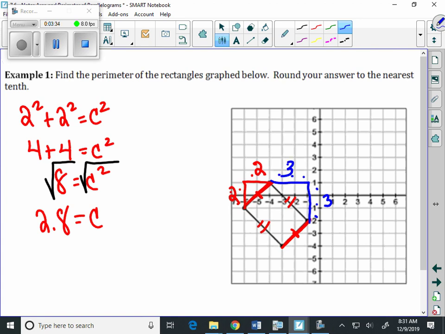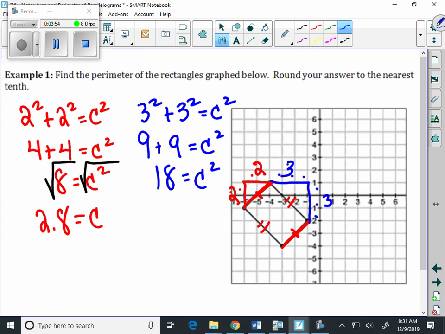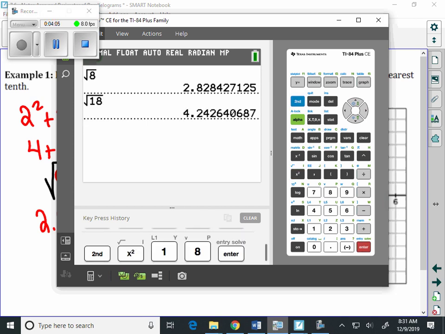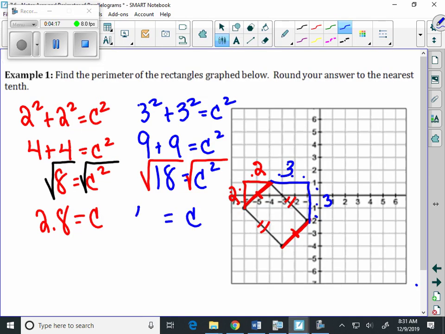And we're going to set up the Pythagorean theorem again. So 3 squared plus 3 squared equals c squared. 3 squared is 9 plus 9 equals c squared. 9 plus 9 is 18 equals c squared. And when we take the square root of both sides, again, use decimals, use your calculator. Square root of 18 gives us 4.24. Remember, we're looking at the 4 to determine what to do to the 2. But since it's 4 or less, we're going to leave it as 4.2. So now that we know that, that means that this length is 4.2 and this length is 4.2.